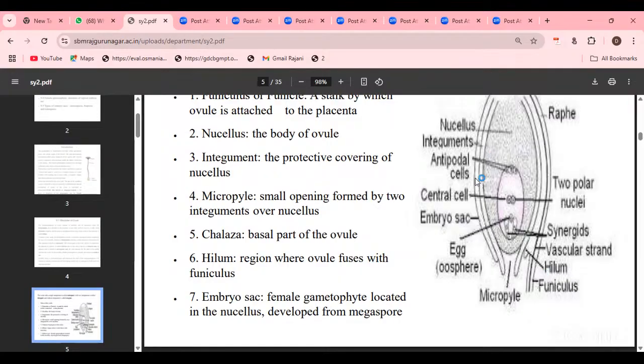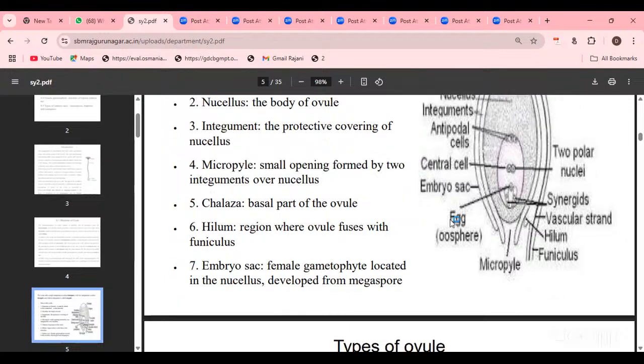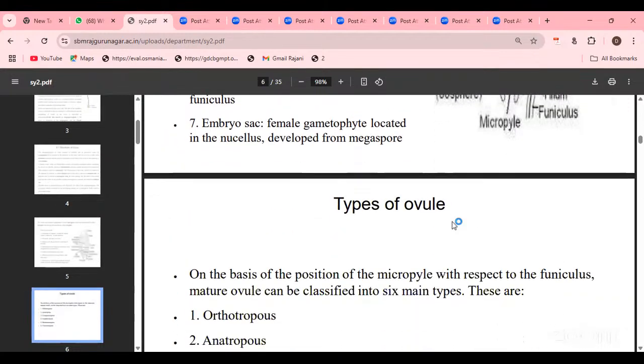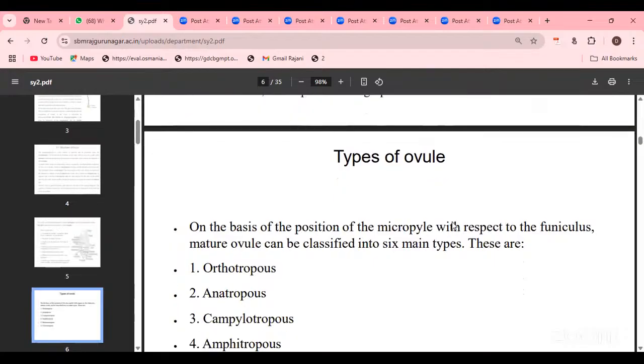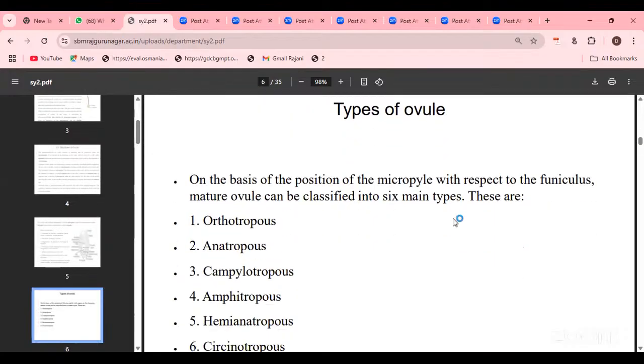See, this one is the embryo sac. It is the female gametophyte located in the nucellus, developed from the megaspore. Next, this completes the parts of the ovule.